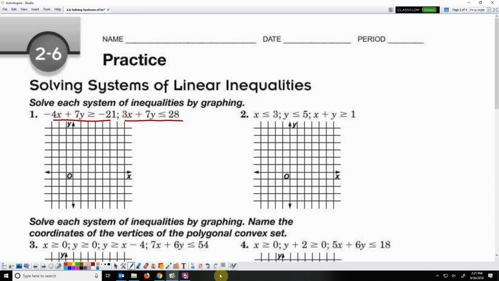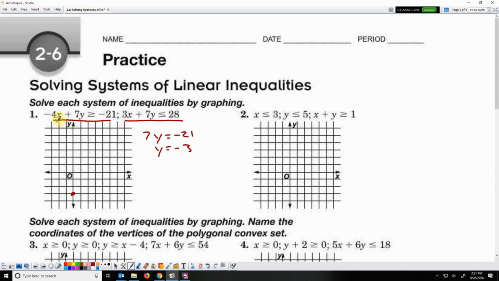So, for this first inequality, if I put in a 0 for x, I get 7y, and I'm just going to use equals for right now, negative 21, and I divide and I get y equals negative 3. So there's my origin, 1, 2, 3 down. There's my y-intercept.